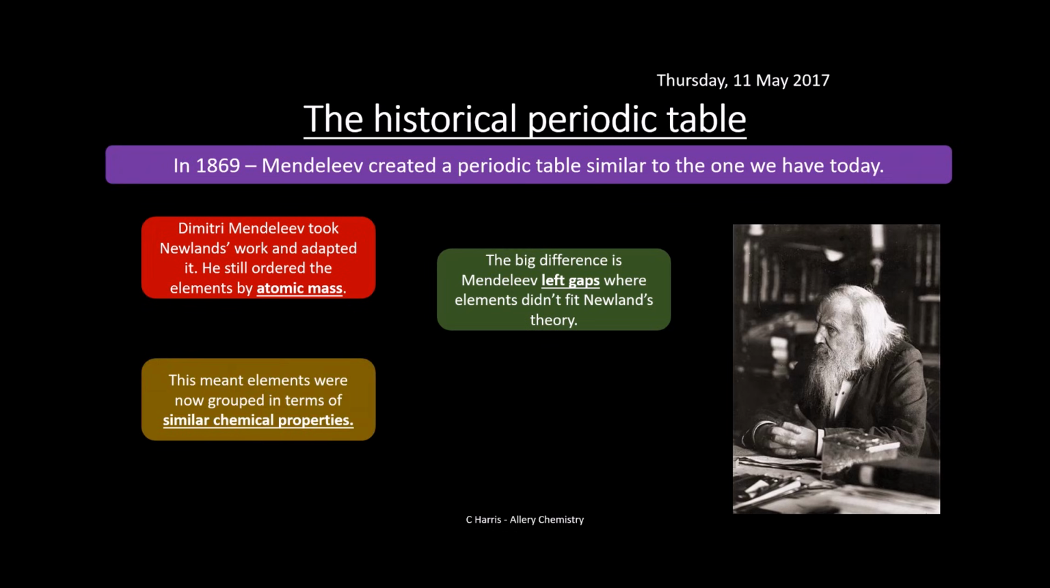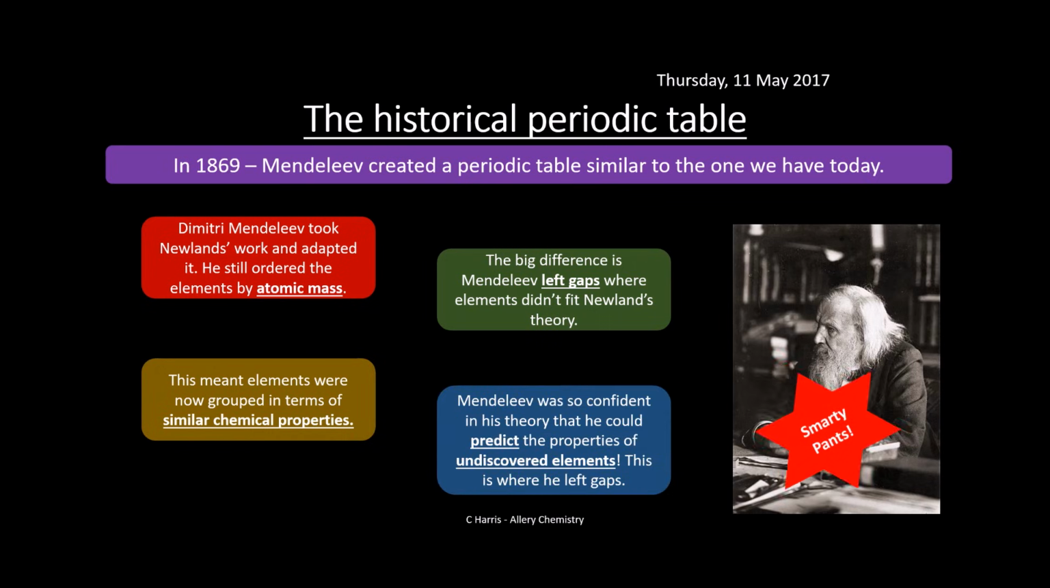So this meant that the elements were now grouped in terms of similar chemical properties, a little bit like what happened with Dobereiner. He took the two things and merged them together. And he was so confident in his theory that he could even predict the properties of undiscovered elements. This is where he left the gaps. So he's a right smarty pants.